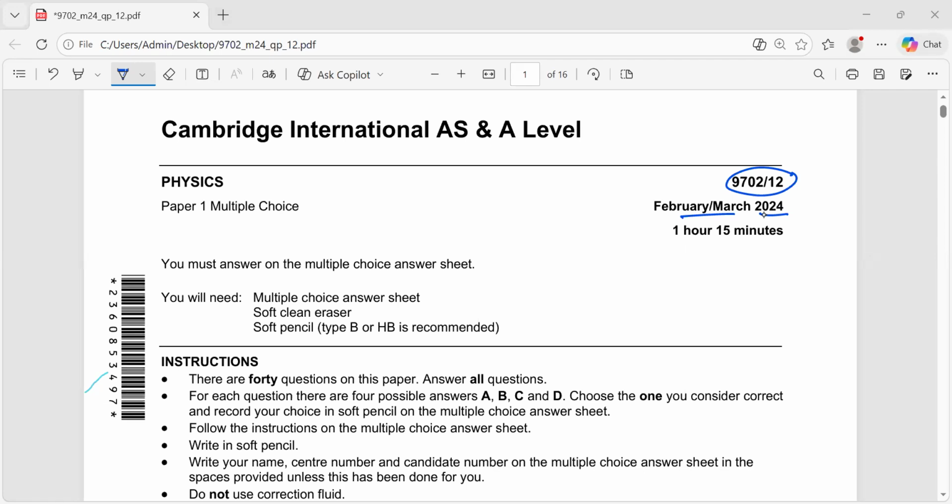But one thing more, in this specific session, because we are just practicing these papers prior to our mock exams, and the waves part is still under study, we will be avoiding the waves questions for the time being, right, students? So let's begin with this paper.